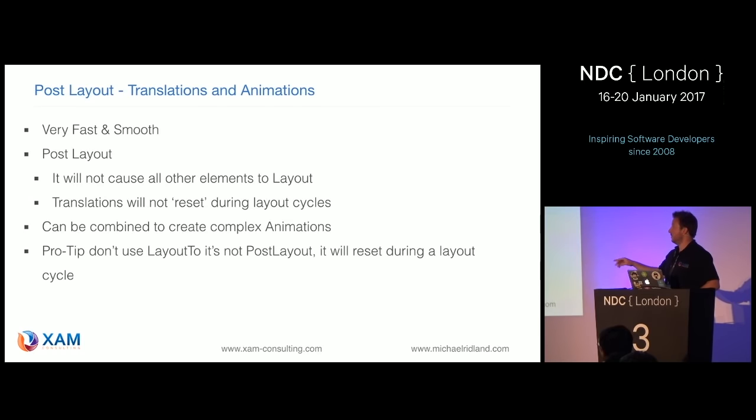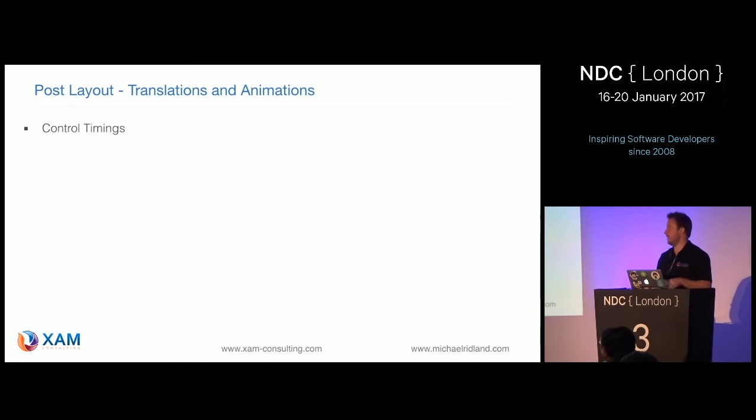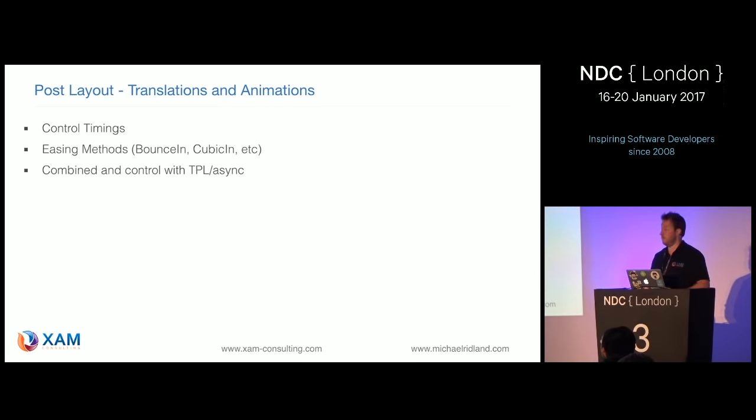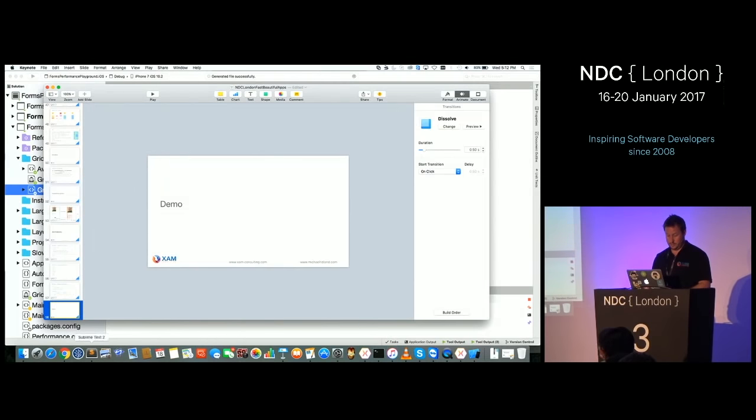Don't use layout 2 because it's not post-layout. If you use layout 2, when a page lays out again, it'll reset the location that you've moved it to. So you've got things like scale, translate, rotate, fade, pretty much all you want. The only thing you can't do is resize things, but there are ways to do that. You can control the timing, so if you want it to go for 1 second or 2 seconds or half a second, you've got the easing methods in there as well. You can combine multiple animations using async in the task parallel library, and you can have complex parent-child animations. So you can do lots of cool stuff. Let's do a bit of a demo.